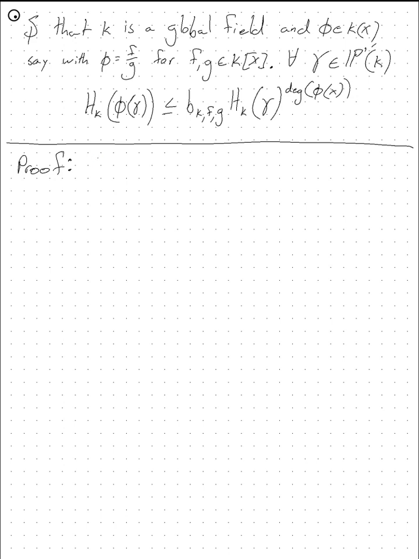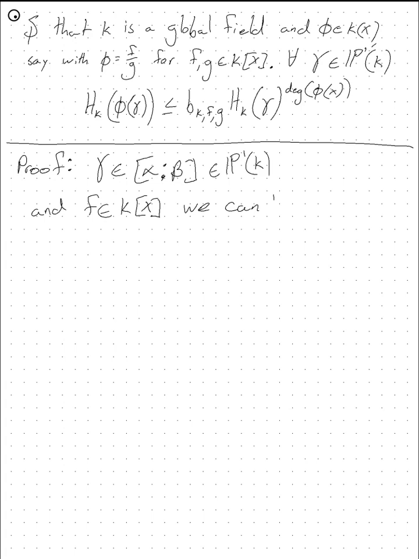So if we have an element of P1 over our global field and a polynomial over K[x], we can homogenize, and we homogenize so that we can plug gamma in. But the homogenization has the same coefficients, so reasoning about the homogenization should give us the correct result for our original polynomial.